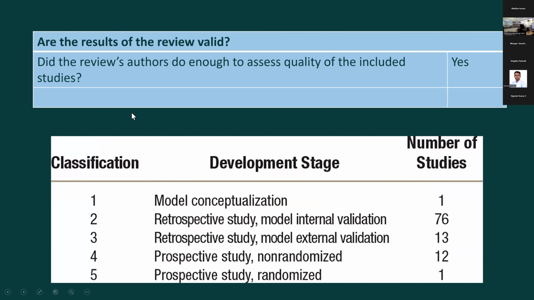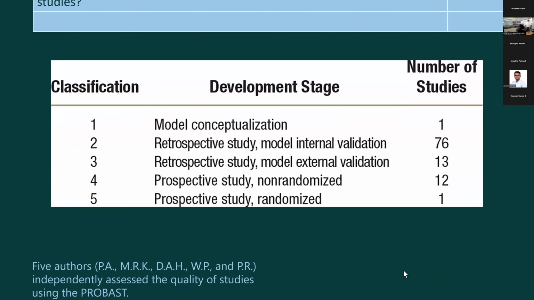Did the review authors do enough to assess the quality of the included studies? So they got 103 studies in total, of which they classified them into 1, 2, 3, 4, and 5. Model conceptualization studies were a total of 1 study, and most of them were retrospective studies with model internal validation, which was 76, the majority. So most of them did not externally validate, as I said earlier. And there was 1 randomized study which was included.